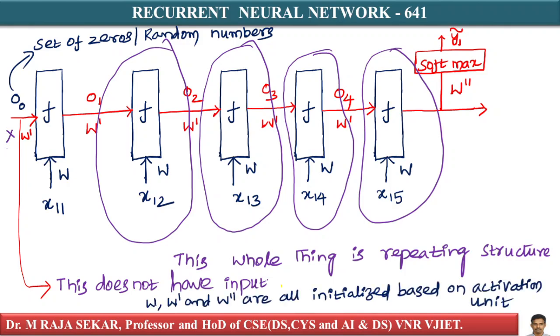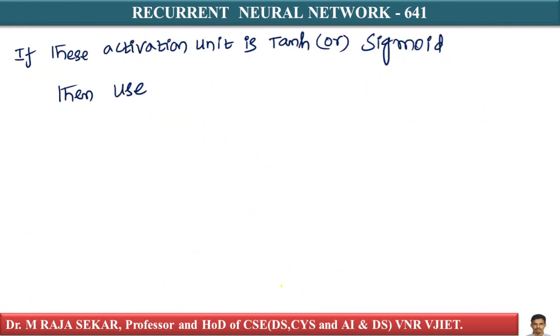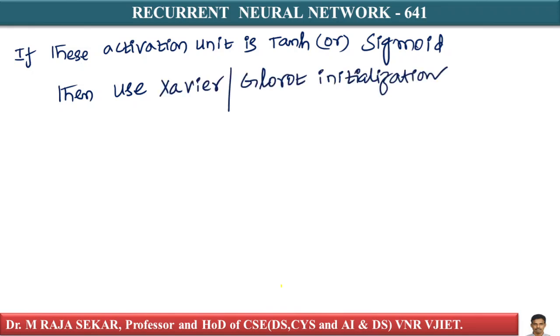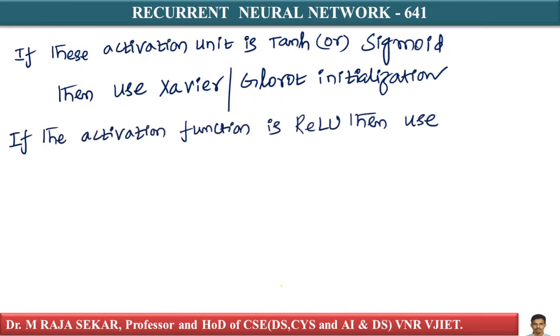W dash, W double dash are all initialized based on what the activation unit is. If this activation unit is tanh or sigmoidal, we already know that it is Xavier or Glorot type of initialization. We discussed this in our previous lectures. If these are ReLU, we know that we have to use He initialization. Very simple concept, because the structure is repeating.